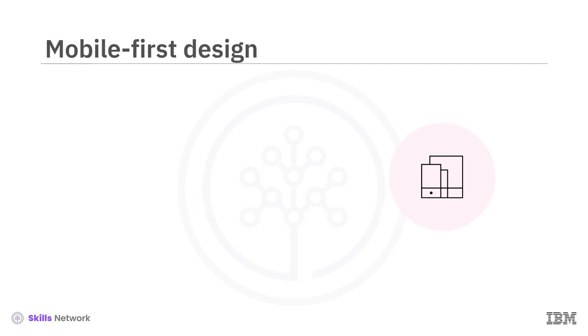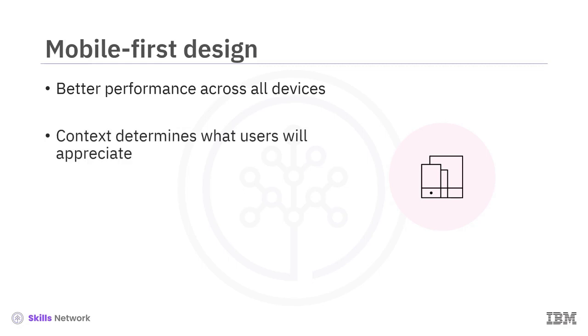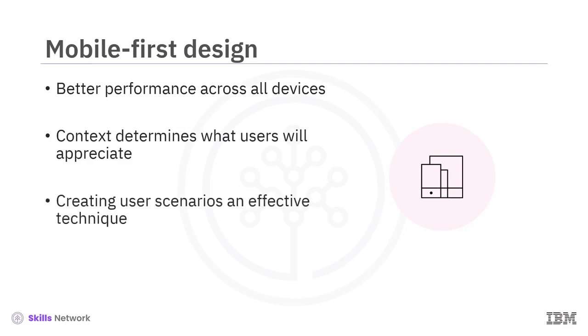If your website is mobile-friendly, it will perform better across all devices. Nevertheless, mobile users sometimes need content that is different from desktop users. The context determines what the user will appreciate more depending on the given situation and environment. In this case, creating user scenarios is the most effective technique.